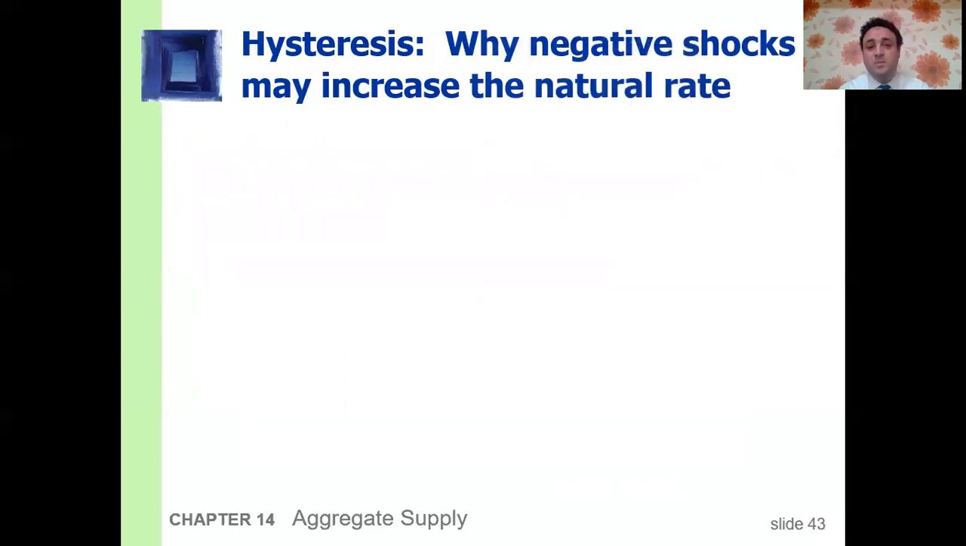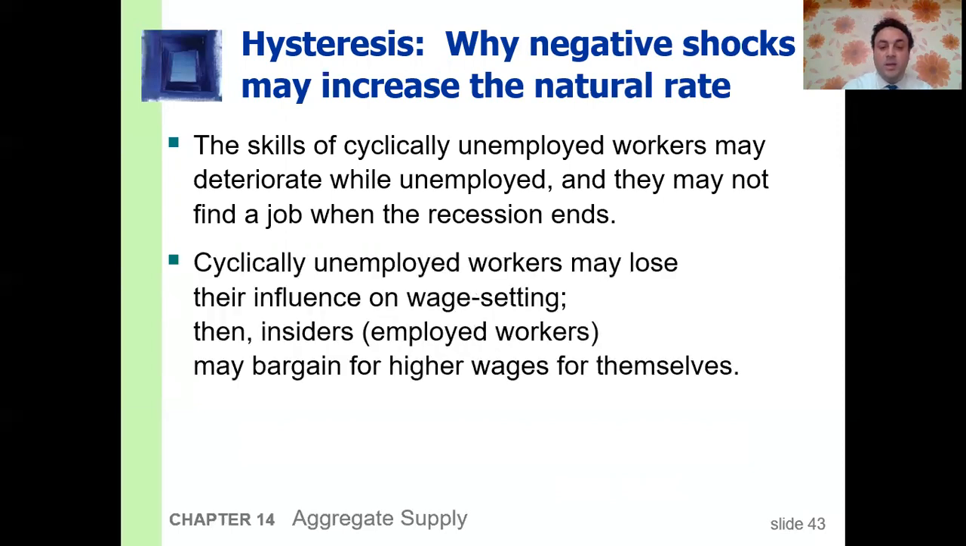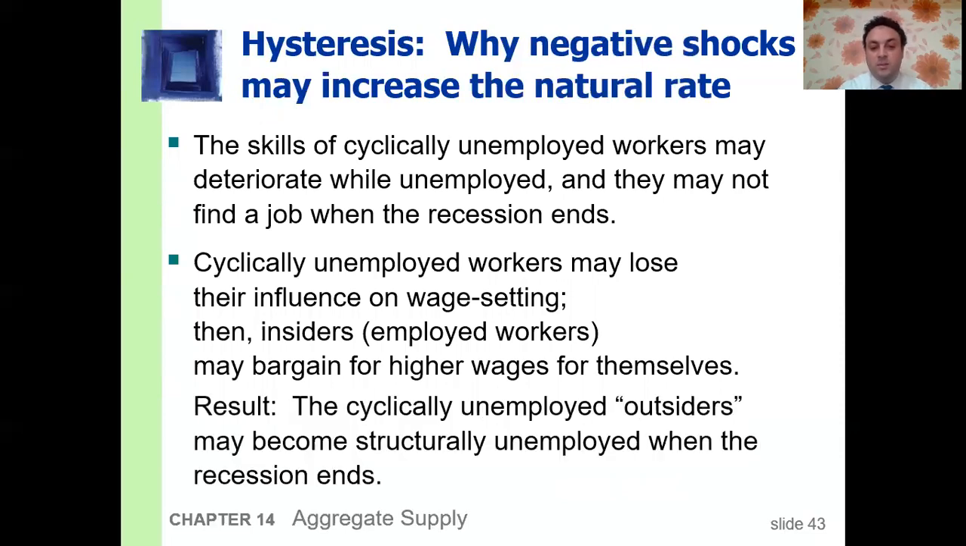So why may negative shocks increase the natural rate? The skills of the cyclically unemployed workers may deteriorate while unemployed, and they may not find a job when the recession ends. So cyclically unemployed workers may lose their influence on wage setting. Then insiders, the employed workers, may bargain for higher wages for themselves. And the result will be that the cyclically unemployed outsiders may become structurally unemployed when the recession ends.